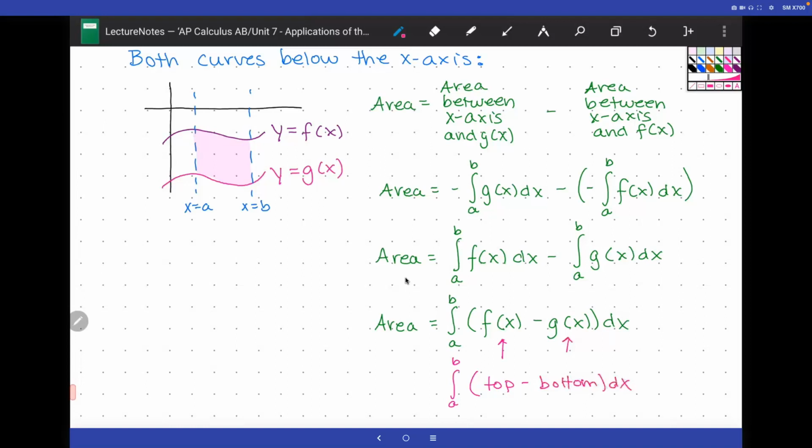So the moral of the story, we did all of this so I could convince you that no matter where the curves are in relation to the x-axis, when you are finding the area between 2 curves, it is always top minus bottom. Yes! This is a good thing. Very easy to remember that. Let's kind of summarize this, though. But any questions over any of this that we did?